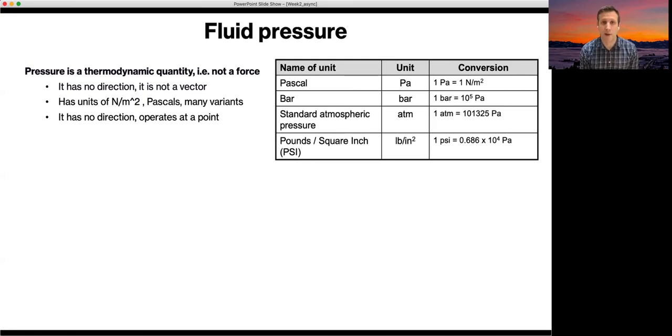So it's only when the pressure is multiplied by the area, or by the surface on which it's acting, that it becomes a force. For that reason, it doesn't have a direction because it's not a vector. It's a point quantity, as we're going to show later on in these slides. It has a range of different units. We'll often use SI units, newtons per meter squared, pascals, but we'll also interchange between various other ones that are commonly used in engineering, like bar, atmosphere, and pounds per square inch. You don't need to remember the conversion factors, but you'll probably start to become familiar with them.